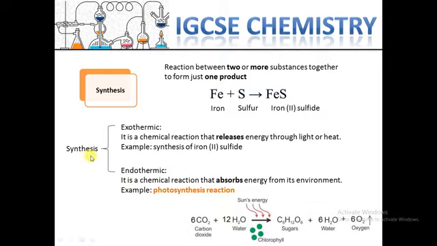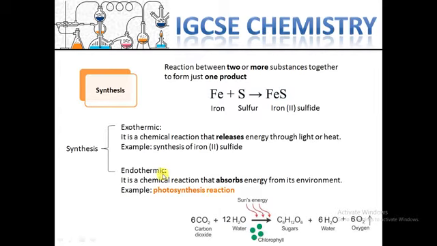Mainly, synthesis reactions can be divided into two groups: either they are exothermic or endothermic. Exothermic is the synthesis reaction which releases energy, like here, the synthesis of iron sulfide. This reaction is the type of synthesis reaction which releases energy in the form of heat, light, or whatever.